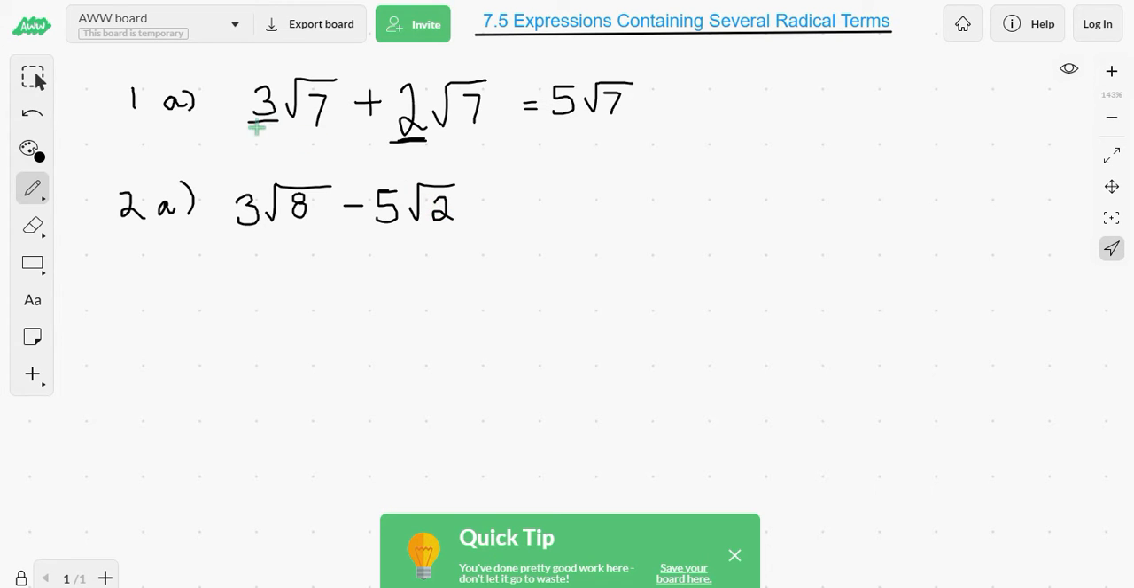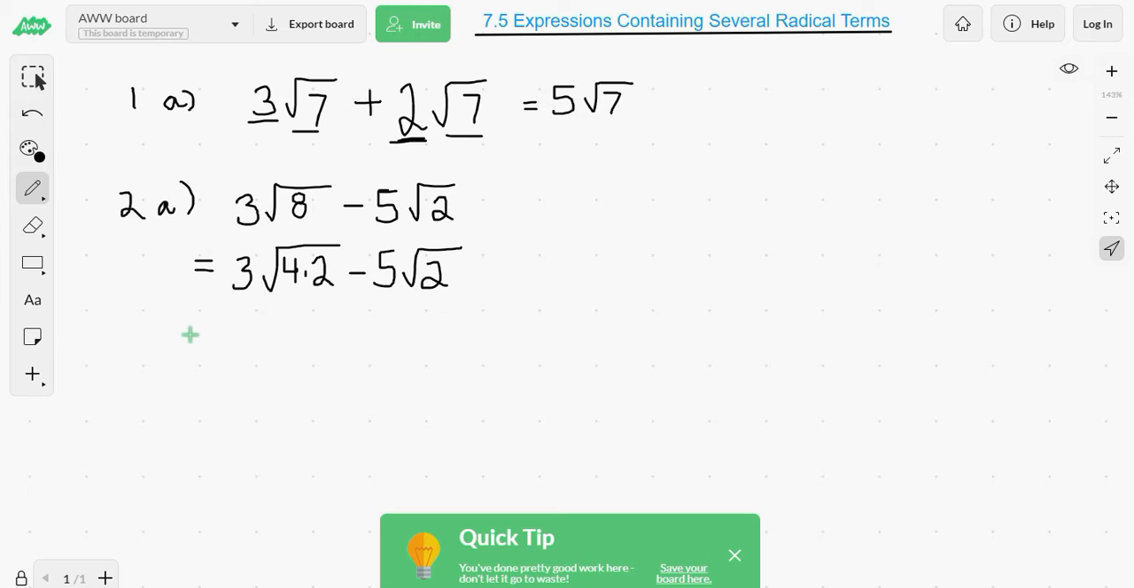So notice in example 1 we had like radicals, root 7, root 7. Here we've got different radicals, but the goal will be to write them as like radicals. So this is what I mean. 3 times the square root of 8 is the same thing as 3 times the square root of 4 times 2 minus 5 times the square root of 2. So I've just written 8 is 4 times 2.